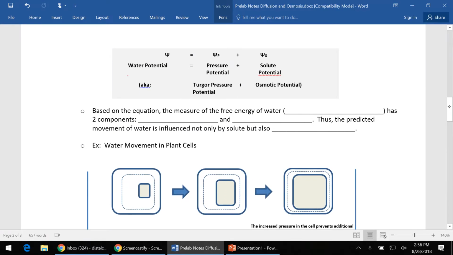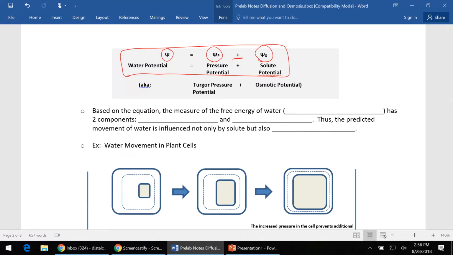So here you have the equation for water potential. Quite simply, if you want to determine the water potential of a solution, use this symbol. But you also need to know what is the pressure potential and what is the solute potential of that solution. Add those two things together, and that's how you're going to get the overall water potential.